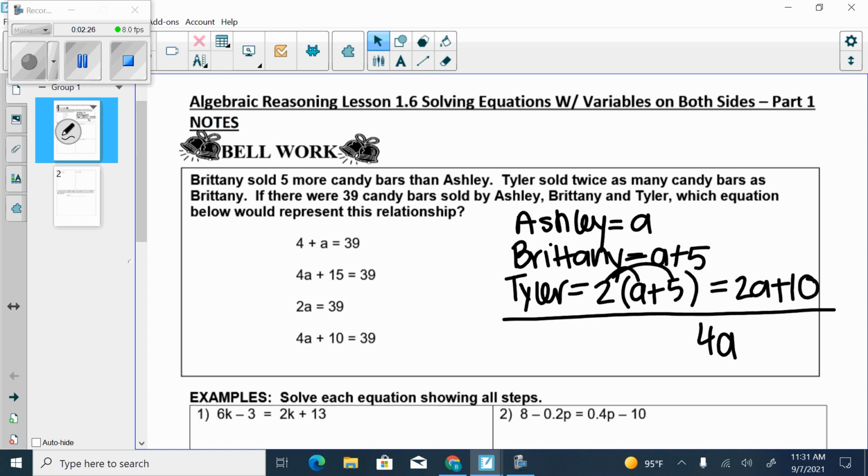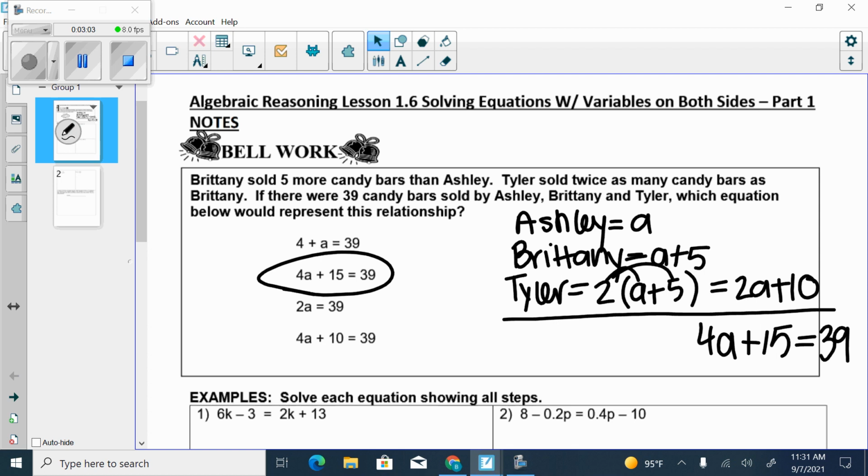Good. All right, now I'm going to go back and look for constants. Any constants by Ashley's name? No. Brittany had 5 and Tyler had 10, so all together 15. And in total there were how many candy bars? So I should put this as equal to 39. There we go. So we didn't actually have to solve on this one, they just wanted us to set it up. So if they give you information from multiple people, we have to make sure we break all that down before we try and set up the equation.